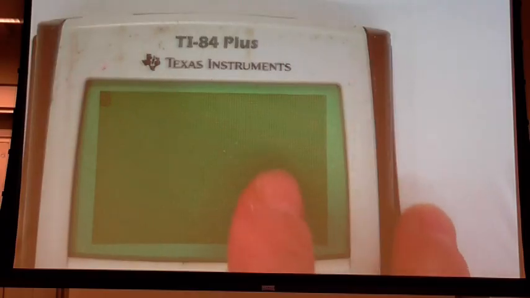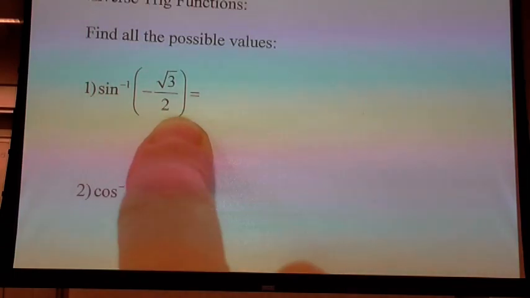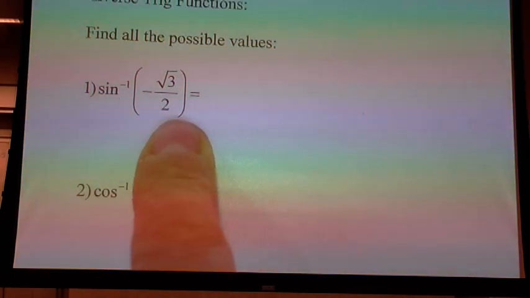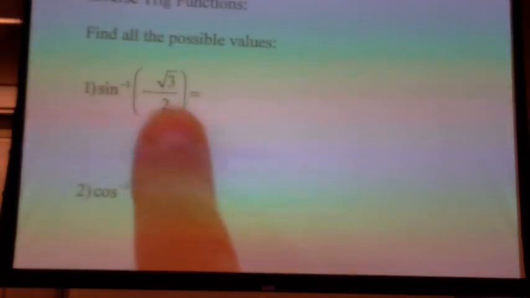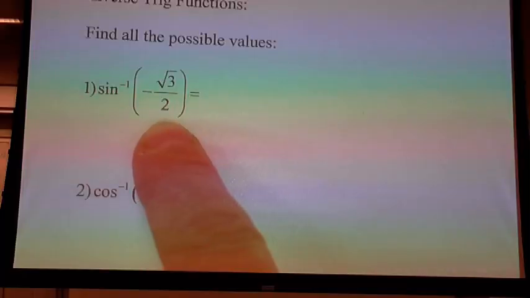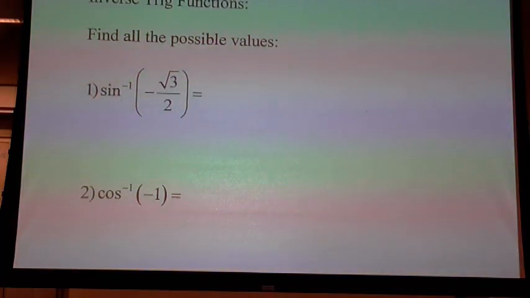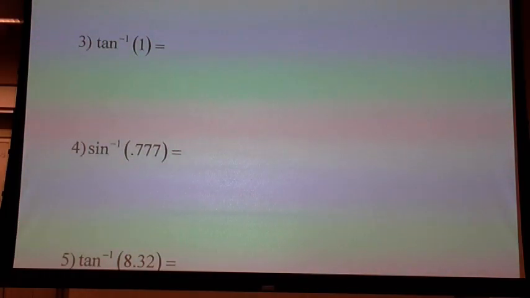Oh, and lest it not be clear, on a quiz, for problem 1, I would tell you I want the exact value. But if you see something like square root of 3 over 2, aha, that looks like something I can get an exact value for. Same with minus 1, 1. Obviously not for 0.777, right?